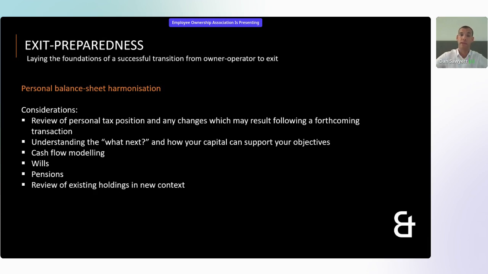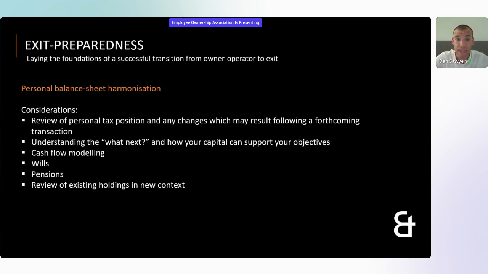And from there, we can gradually start to implement either cash flow modeling or changes in the structure of the personal side of the balance sheet that pull in the direction of objectives and key priorities. And there, in terms of some of the specifics, we're thinking about basics, making sure that there is an up-to-date will in place that reflects your wishes, again in the context of a transaction.